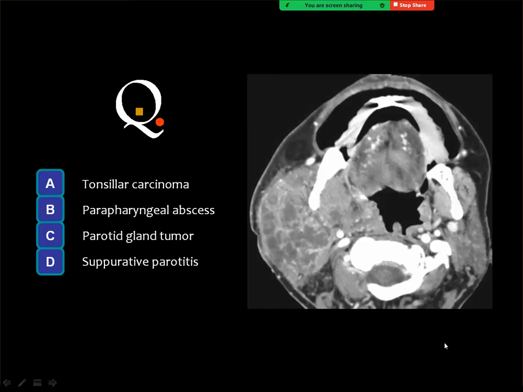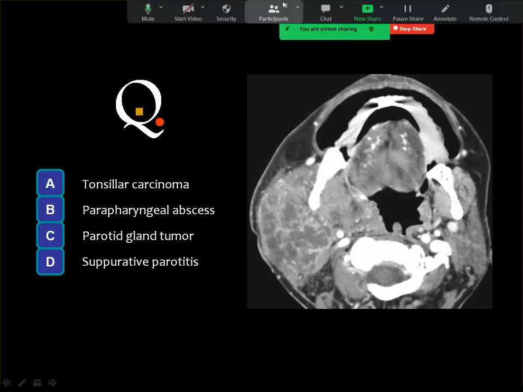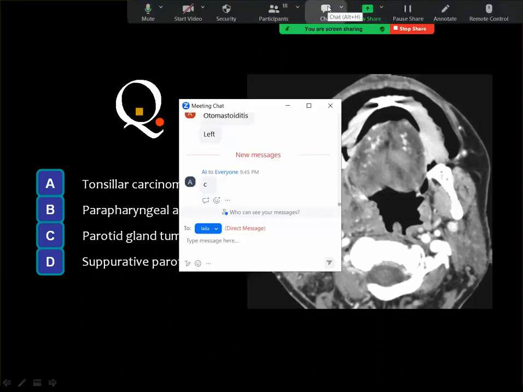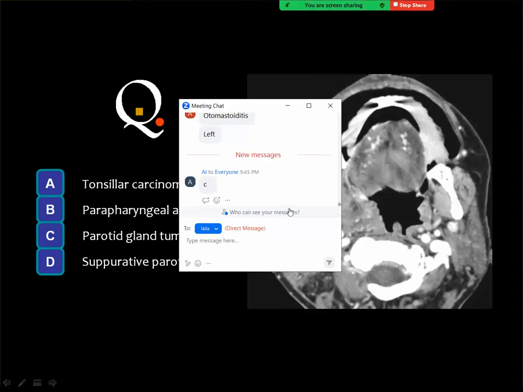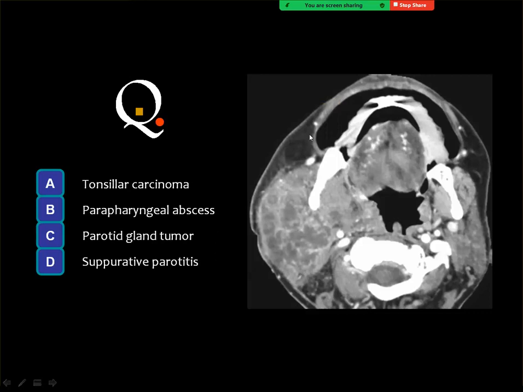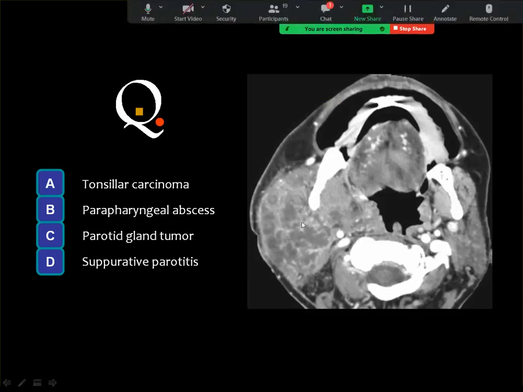Next is a big lesion in the region of the parotid gland, and these are the possibilities. Tonsillar carcinoma, parapharyngeal abscess, parotid tumor, suppurative parotitis. The answer is C. No, I just mentioned that you should look to the fat. You should look to the fat. The fat is stranded. This is inflammation. If the fat is clear, then this is a tumor. This is one of the major differentiating points.